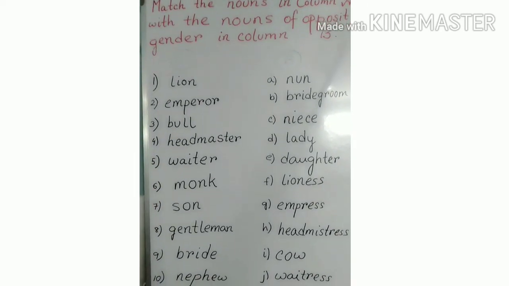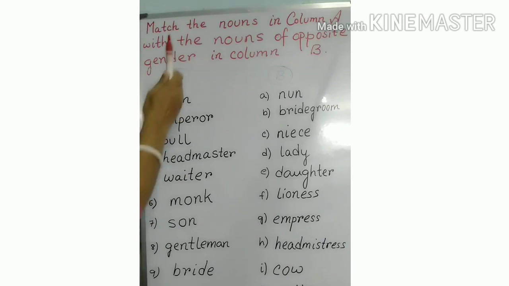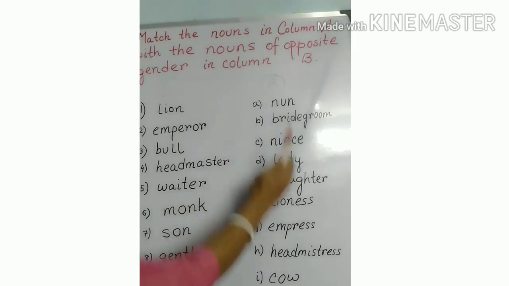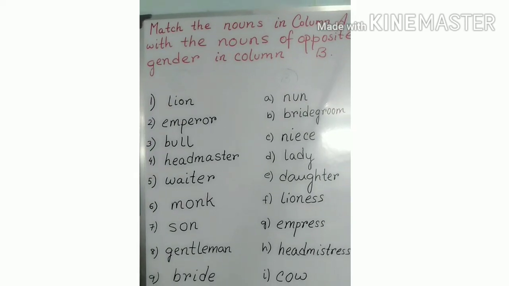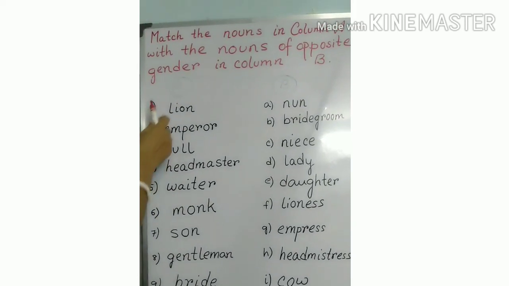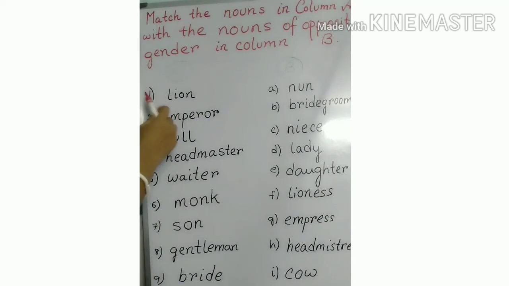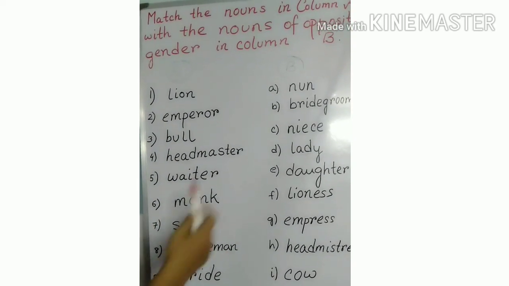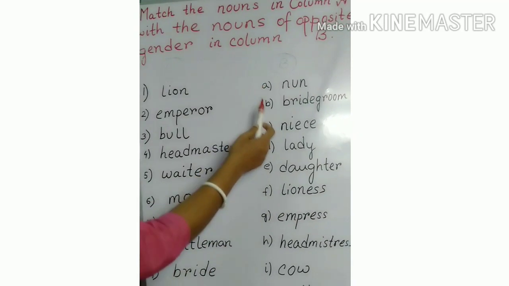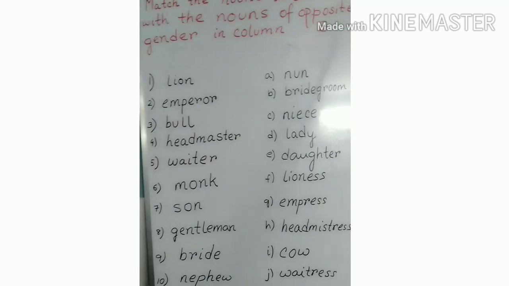Now what we have to do? We have to match this column with this one. They are the opposite of these. Can you see that I have given numbers here like 1, 2, 3, 4, 5, 6, 7, 8, 9, 10. But this side I have put the alphabets in order.